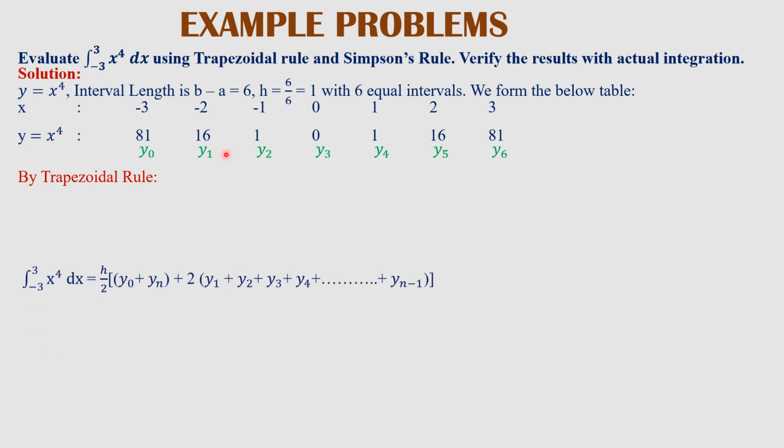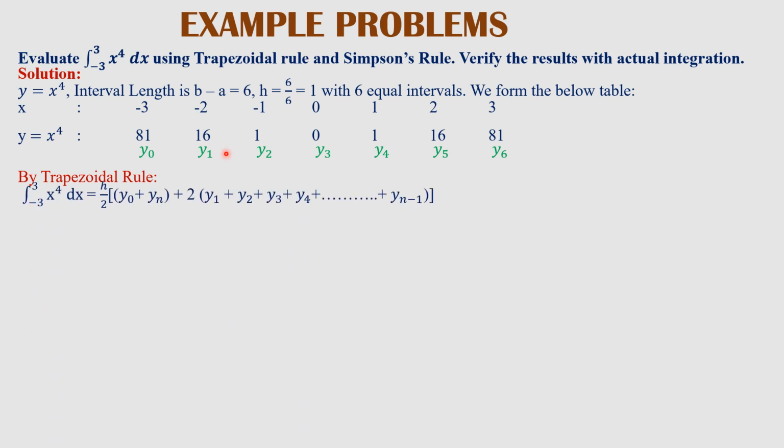So we'll start with the trapezoidal rule, and the formula for the trapezoidal rule is given here, and h is taken as 1. So when you substitute the corresponding values from the table, and these are said to be the remaining ordinates, the first ordinate is 81 and the last ordinate is 81. This is the sum of the first and the last ordinate, so 81 plus 81, plus 2 times the remaining ordinates. You have to add all the remaining leftover ordinates. You will get the answer as 115.